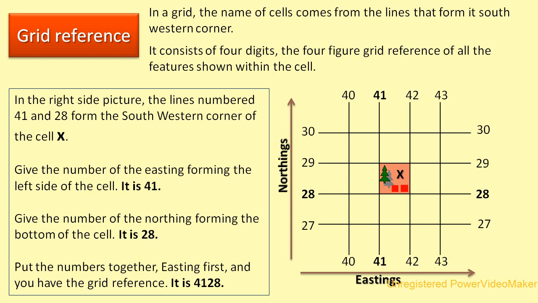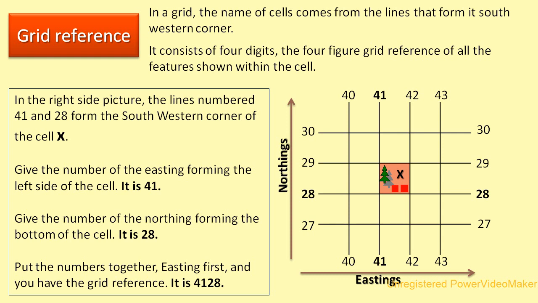For giving a number or name to this cell, we will take the Easting number forming the left side of the cell, that is 41, and also we will take the Northing number forming the bottom line of the cell, that is 28. To give the name to the particular cell, first we will take the number from the Easting, then the number from the Northing.